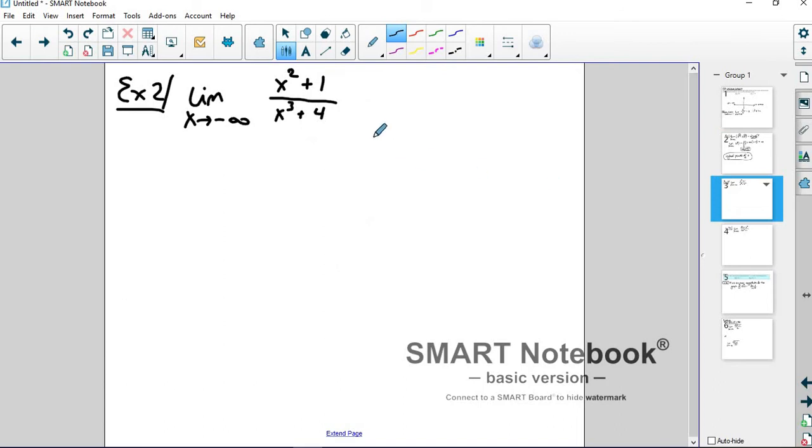So here is a second example. What's the highest power of x here, top or bottom? Again, x cubed. So I'm going to divide the top and the bottom by x cubed. I'm going to factor out an x cubed, if you will, from each one. How does that work?